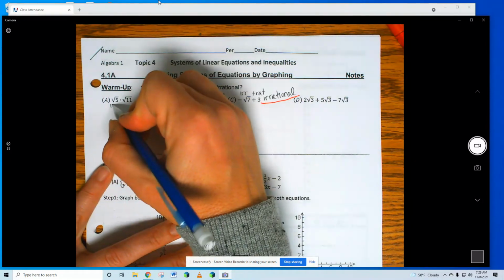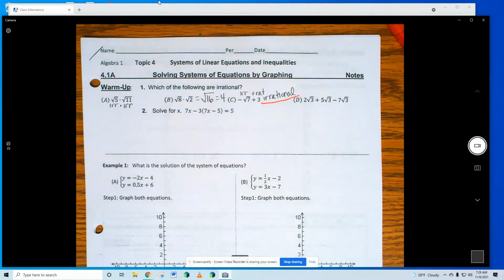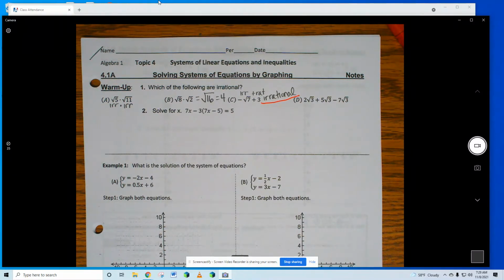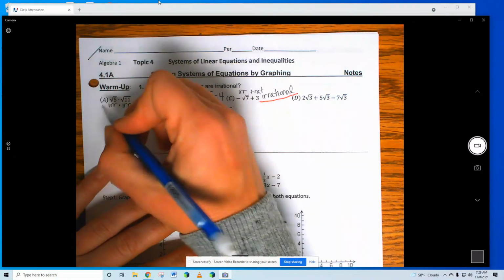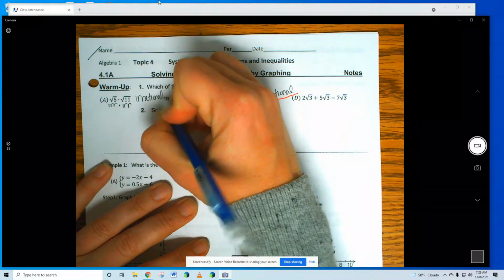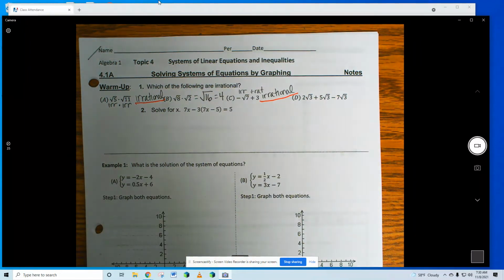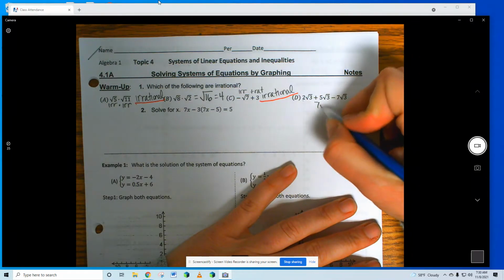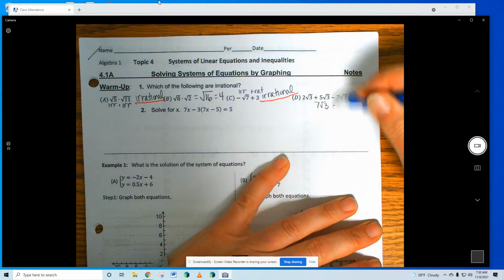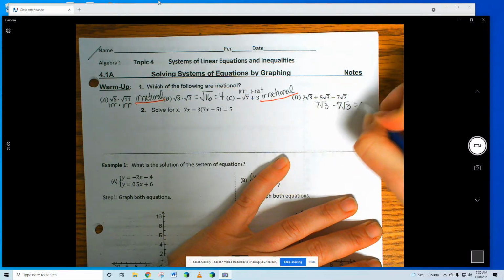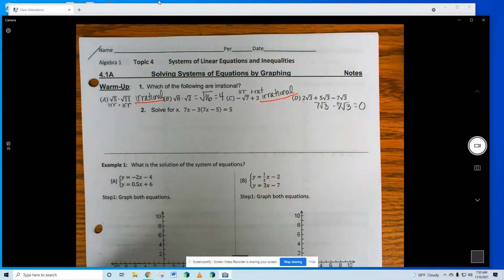An irrational times an irrational is still going to stay irrational. Because if I multiply a number that never ends by another number that never ends... Two rad 3 plus 5 rad 3 is 7 rad 3 minus 7 rad 3. Ooh, these cancel out. 0, that's rational. They're only asking us which ones are irrational, so that would just be A and C. So I actually had to do some math first, you know.